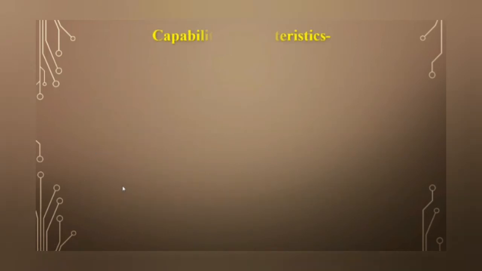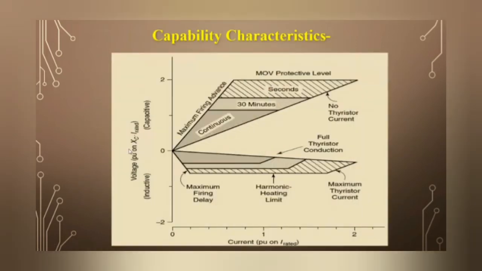So this is the basic VI characteristic of TCSC. This is a single module TCSC. The upper portion is a capacitive portion, and the lower portion is an inductive portion. We will see each portion in detail. So first we see the capacitive region.